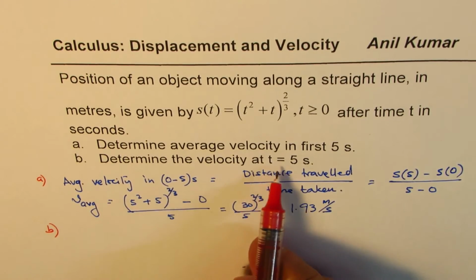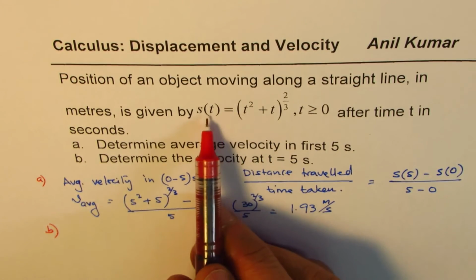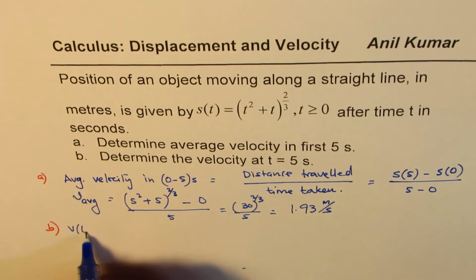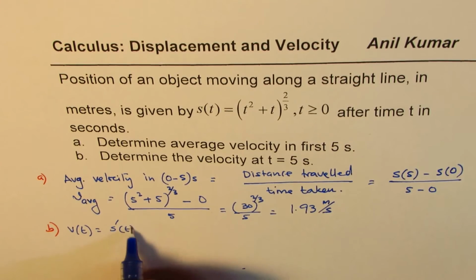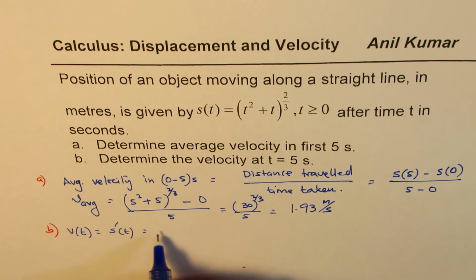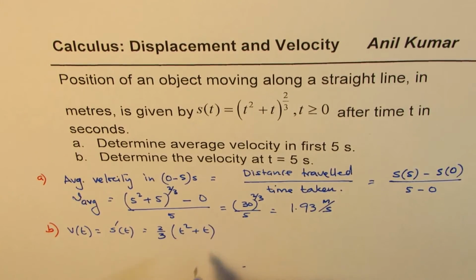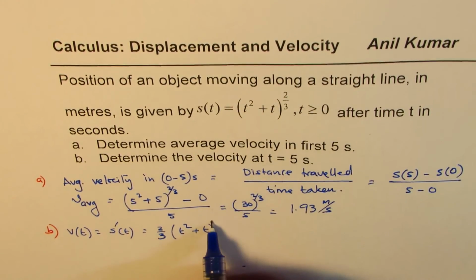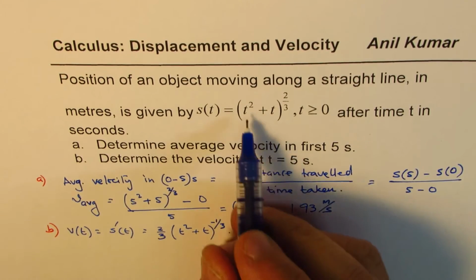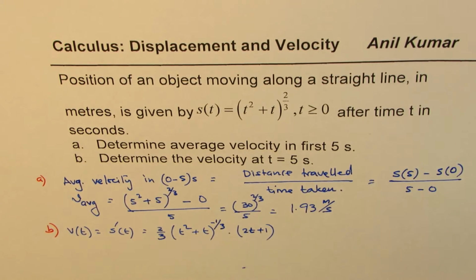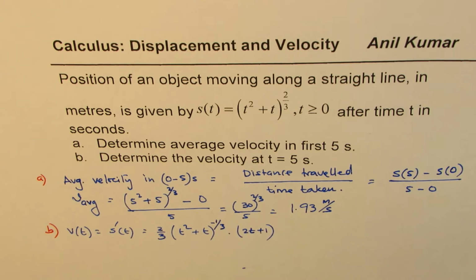Part B is to determine the velocity at t = 5 seconds. So velocity is the derivative, s'(t). The derivative of this expression is 2 over 3 times (t² + t) to the power of 2 over 3 minus 1, that is minus 1 over 3, times the derivative of the inside function, which is 2t + 1, correct? So that becomes the velocity function.